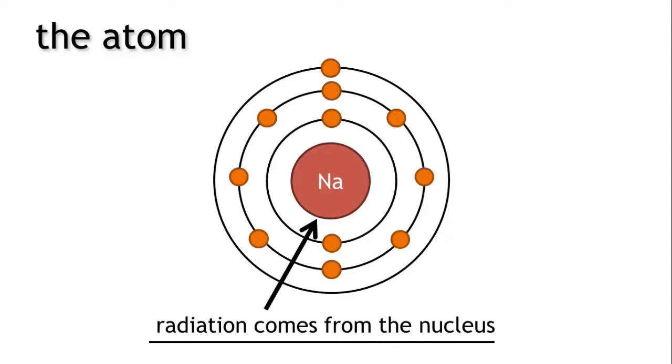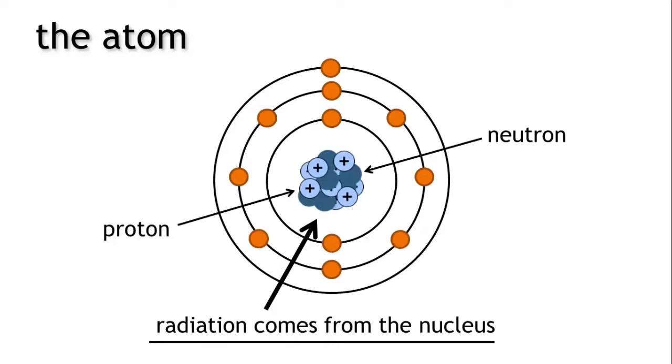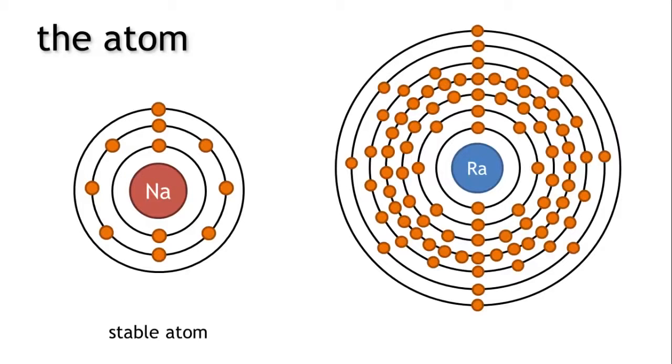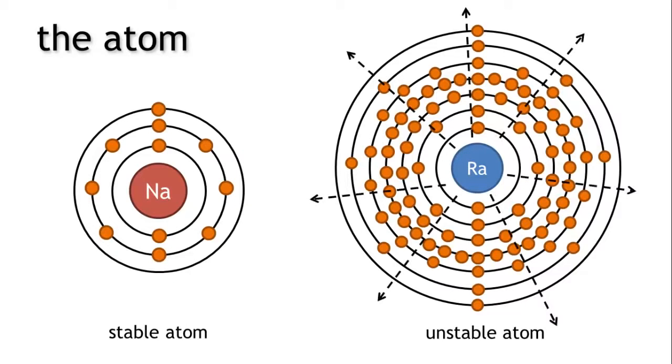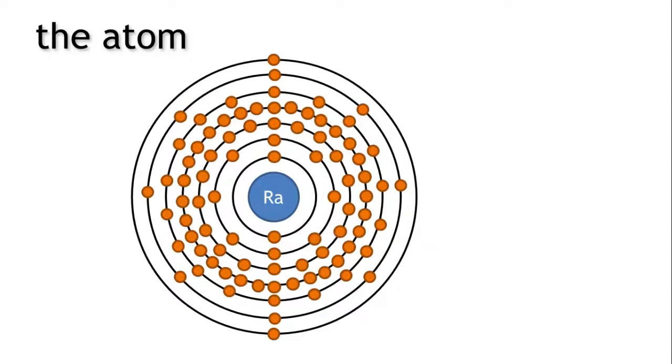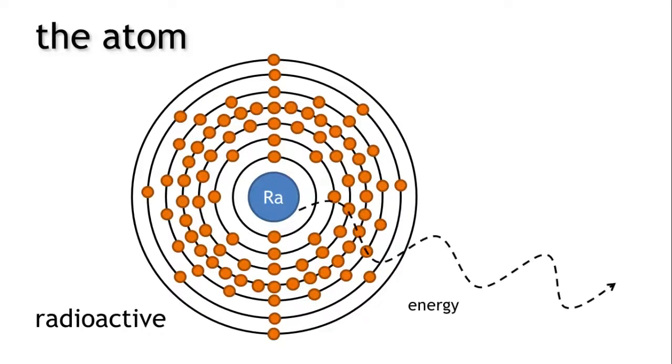The nucleus is made up of neutrons and protons, and it's the center of the atom. Usually, this is stable, but if it gives off radiation, we call this unstable. An unstable nucleus will give off pieces of itself. If the atom gives off radiation, we call it radioactive, and it can either give off radiation in the form of energy or in the form of a particle.